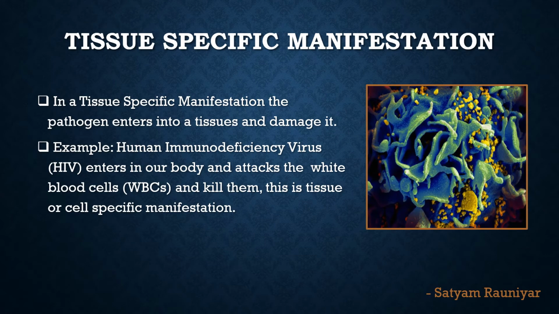Tissue-specific manifestation. In a tissue-specific manifestation, the pathogen enters into a tissue and damages it. Example, human immunodeficiency virus, HIV, enters our body and attacks the white blood cells, WBCs, and kills them. This is tissue or cell-specific manifestation.